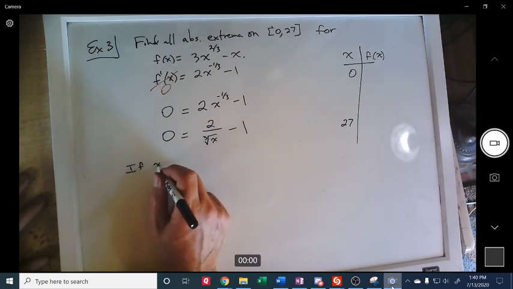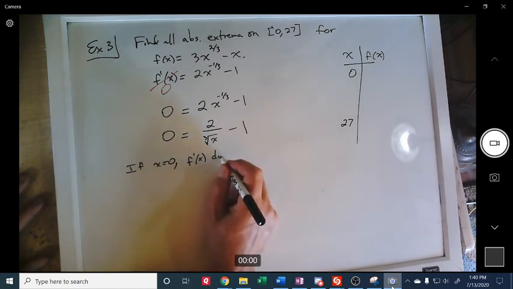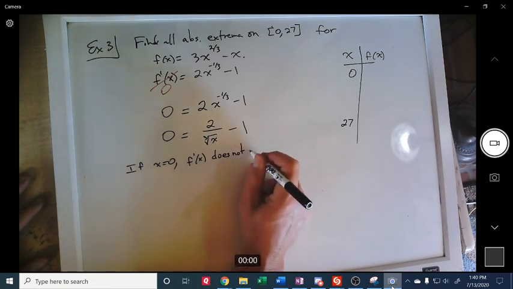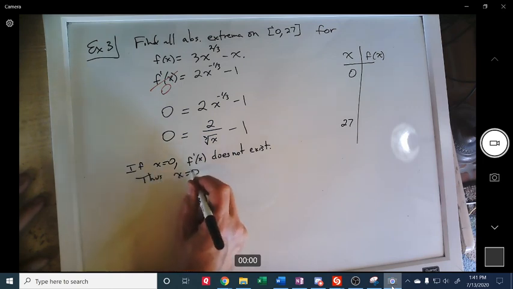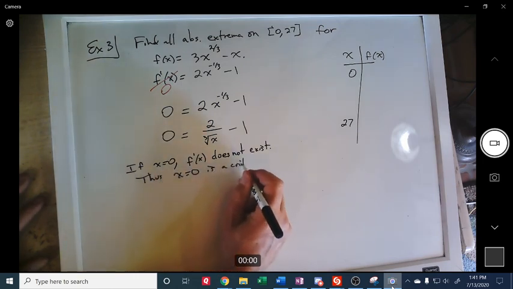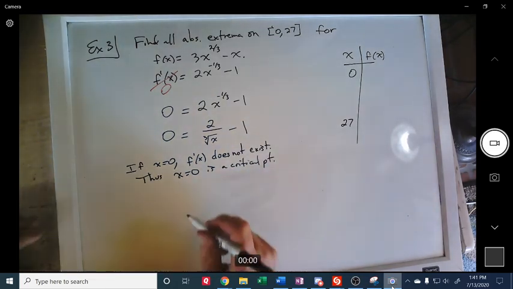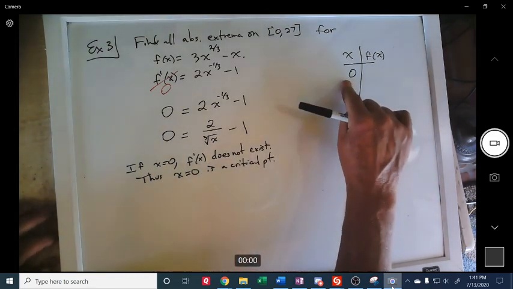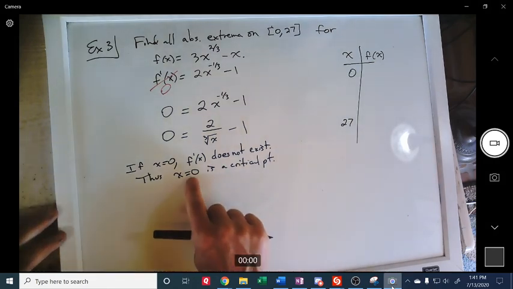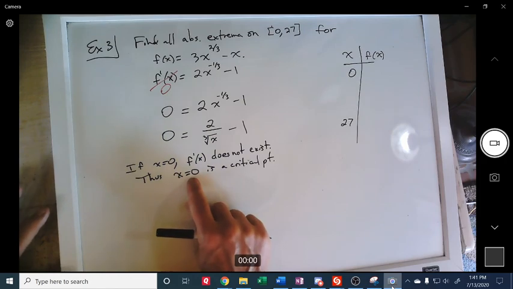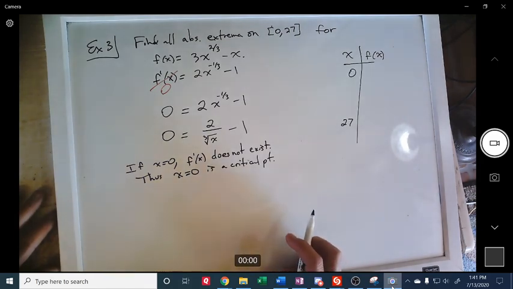if x equals 0, f prime of x does not exist. Thus, x equals 0 is a critical point. Now, in this particular case, 0 was also an endpoint, so we were going to get it on the table no matter what. But there'll be some situations where when you solve this one, it'll be some point in between, and you have to have that in this table.